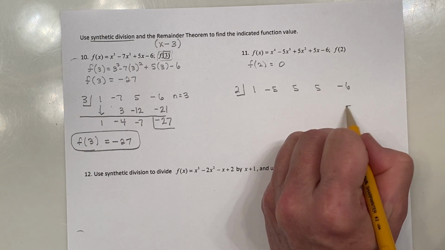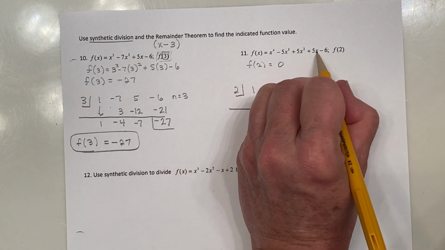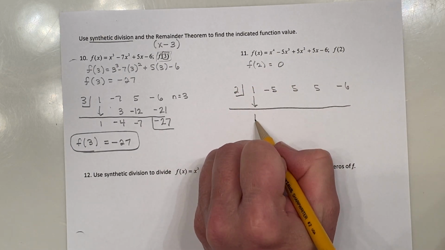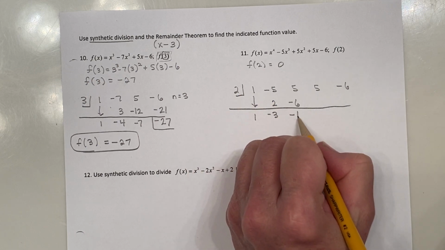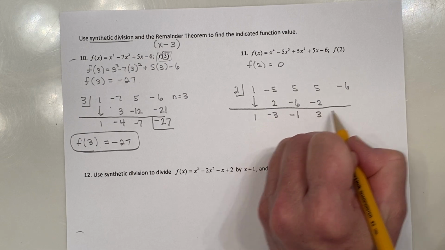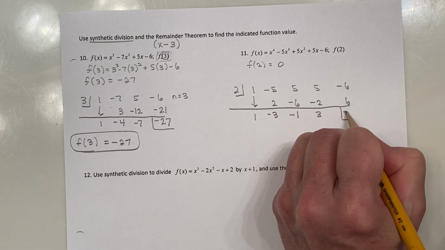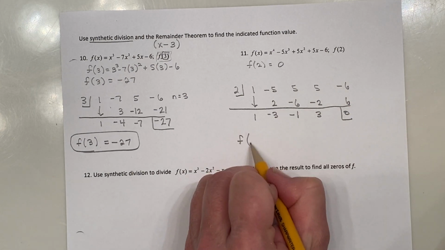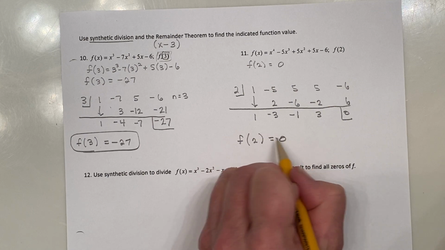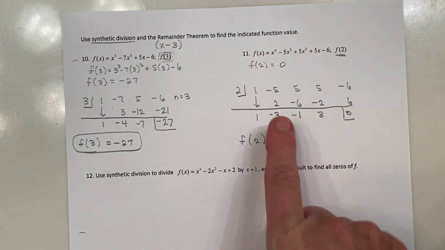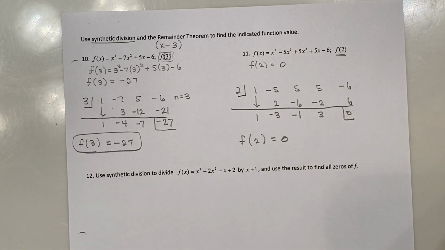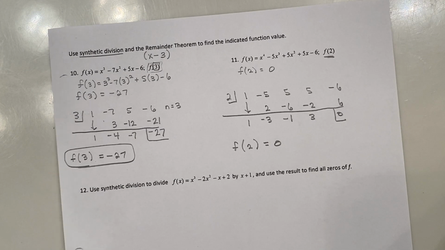I don't think I need any placeholders. 4, 3, 2, 1, yep. 1, 2, down, -1, -2, 3, that's 6. Yep, I get 0. So I would say that f of 2 is equal to 0. They want me to find f of 2, not this way by plugging it in, but by using synthetic division. That is our remainder theorem.